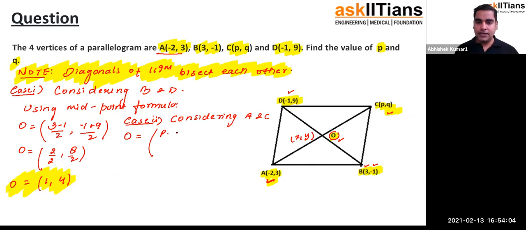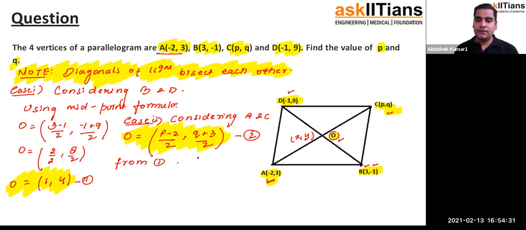I'll get (P minus 2) by 2, right? Because here this is x1, this is x2 by 2, and you will have (Q plus 3) by 2. Okay. Now, what's the important point? The coordinates given by the first result and the coordinates given by this second result that we got just now, they both are giving us the coordinates of exactly the same point. So from 1 and 2, because they both denote the coordinates of exactly the same point, the x coordinate in both cases must be the same and the y coordinate must be the same.